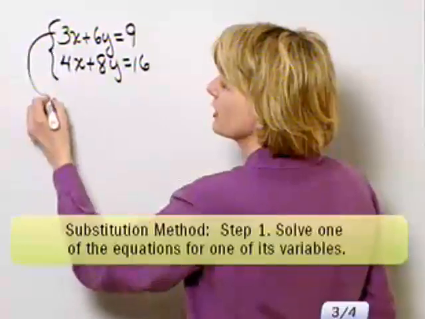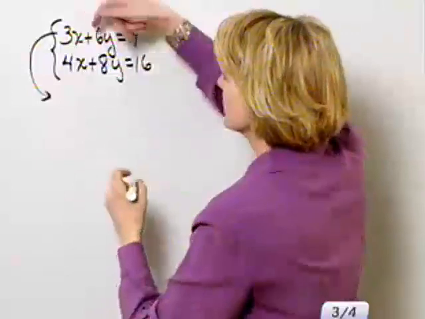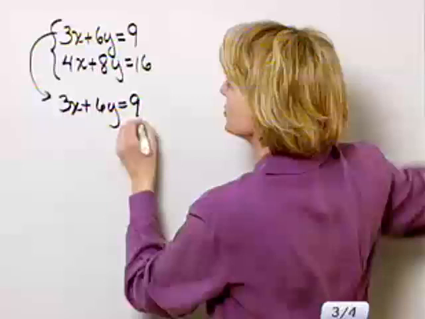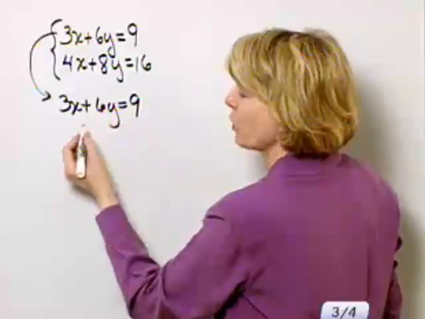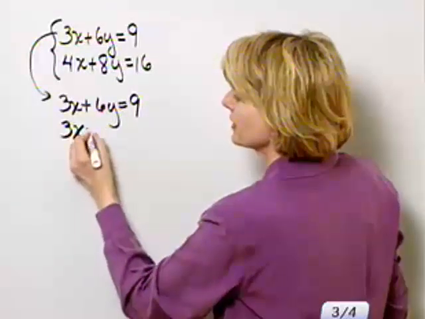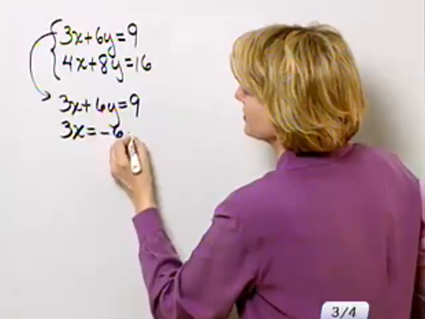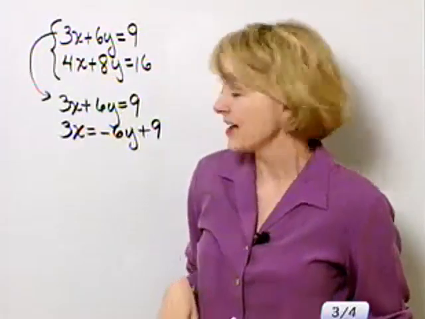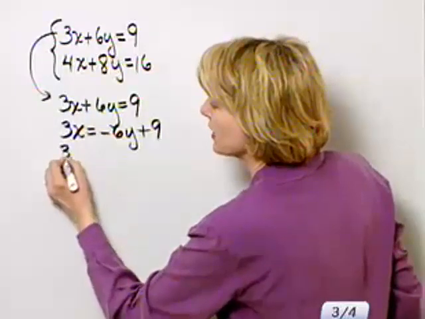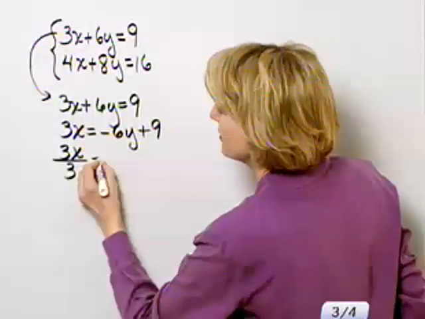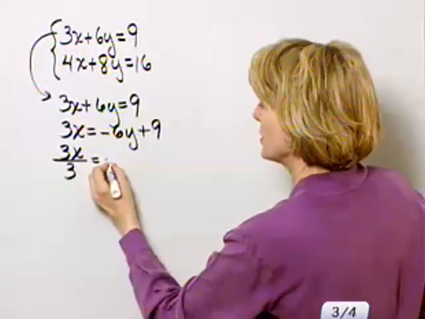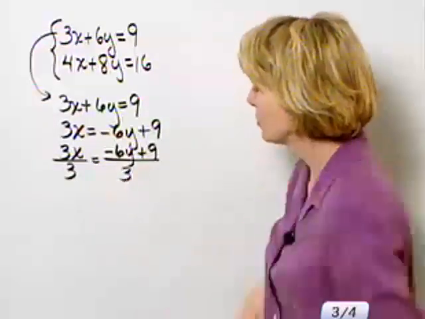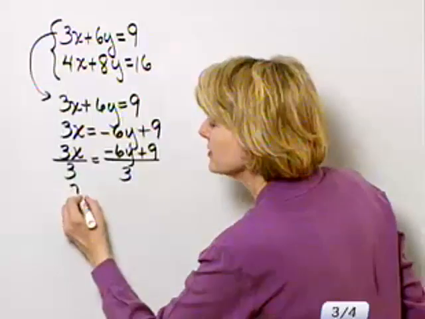So I'll choose this equation. I am solving for x. So I have 3x plus 6y is equal to 9. I'll subtract 6y from both sides. So I have 3x is equal to -6y plus 9, or 9 minus 6y. And then I will divide both sides by the coefficient of x, which is 3, -6y plus 9, all over 3, and this right side will simplify.